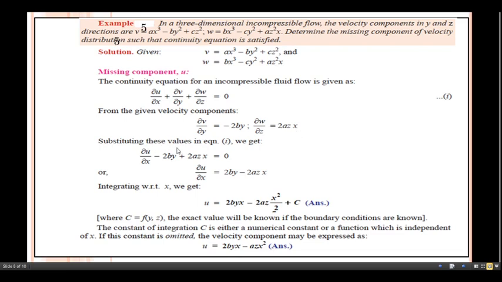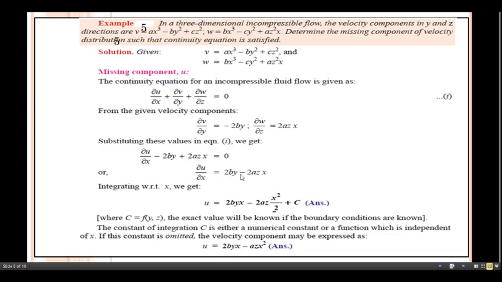Now substituting these values in equation number 1. So here is equation number 1. What do we get here? The first term will remain as it is, ∂u/∂x minus, ∂v/∂y means this term after taking the derivative with respect to y, we can get in this way. Just substitute here. Similar case with the next one, ∂w/∂z. Now our target is to get the value for ∂u/∂x. We can get that term by taking these terms towards the right side.